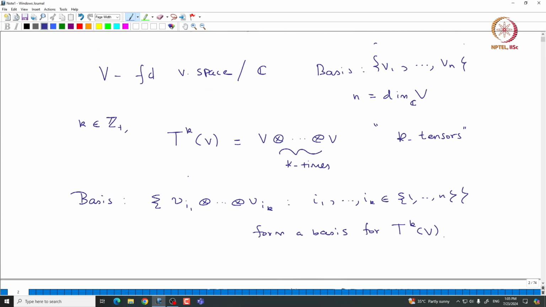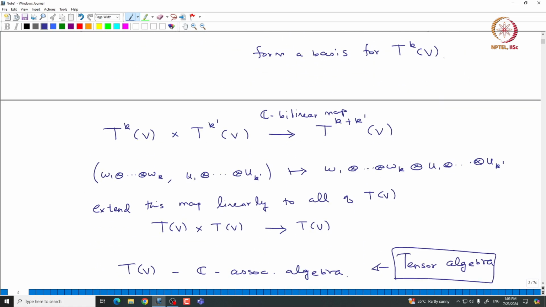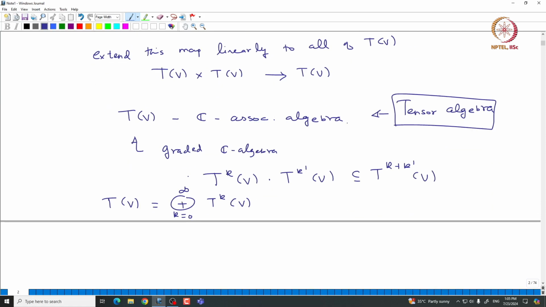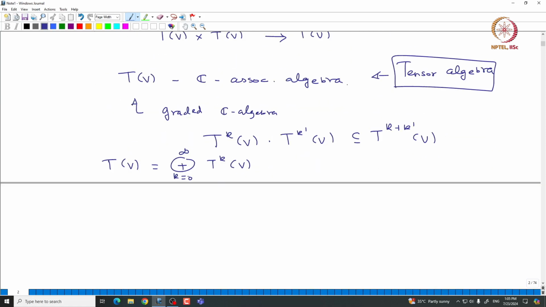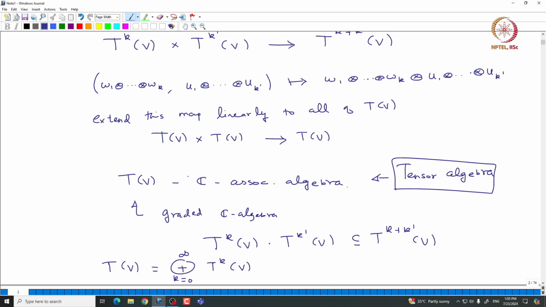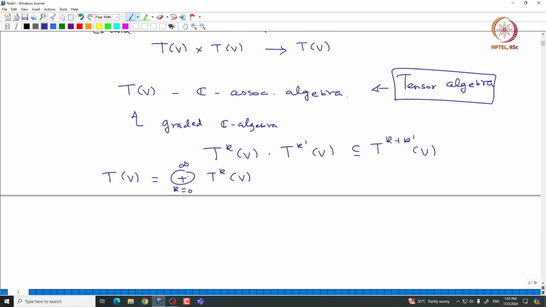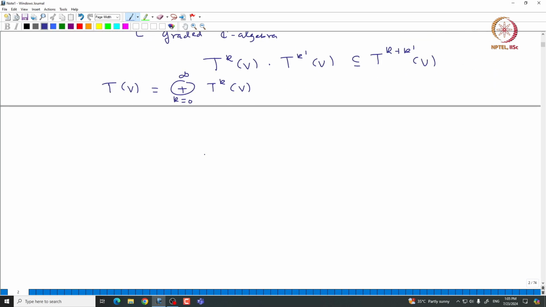So, yeah, this should have been defined in the beginning itself, but anyway, okay. So, we have this T of V, which is the direct sum of Tk of V, on which we have defined this multiplication, and it is naturally a vector space. So, that makes this a C associative algebra. So, now let us actually have a closer look at this algebra.